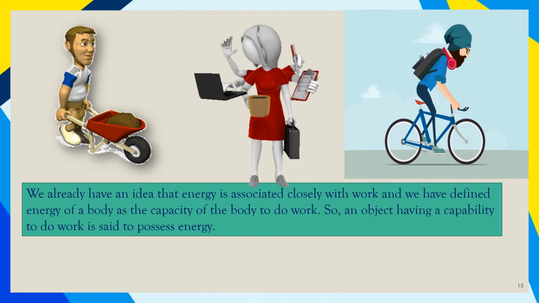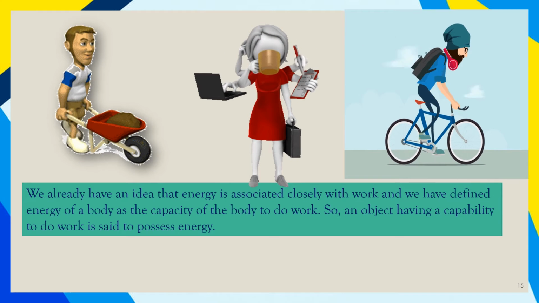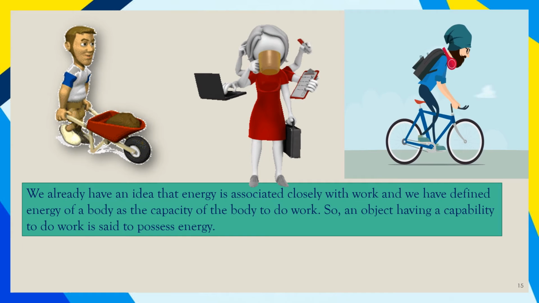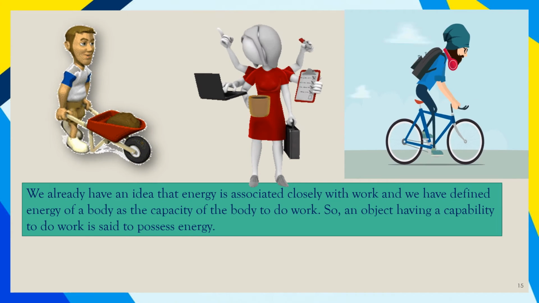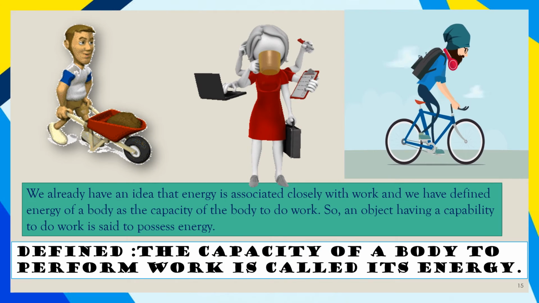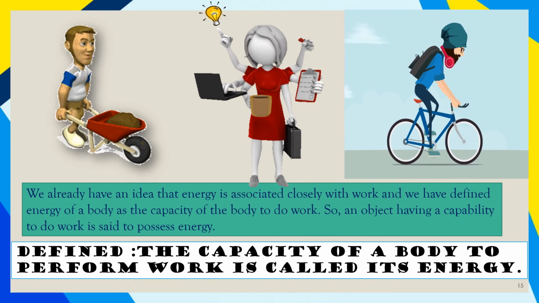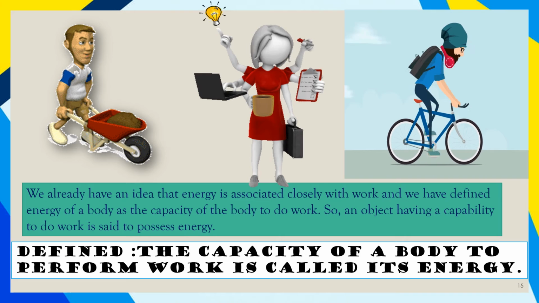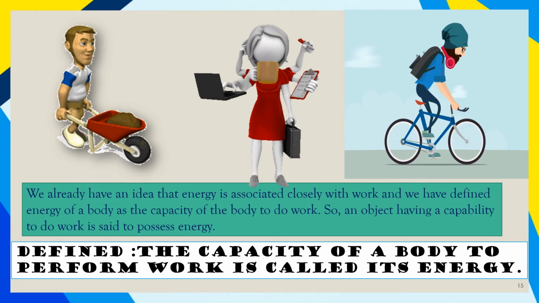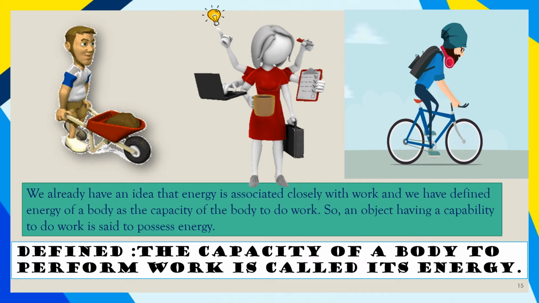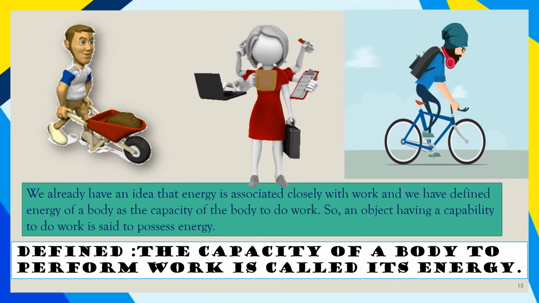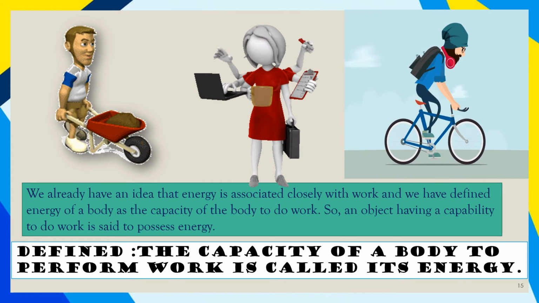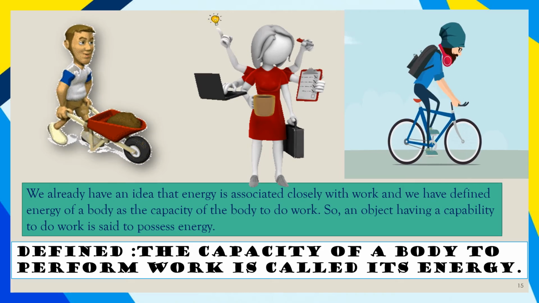Here we can define that the energy of a body is the capacity of the body to do work. An object having a capability to do work is said to possess energy. How can we define it? The capacity of a body to perform work is called its energy. Means if this lady is able to work on a laptop or write something, that means she already has energy. The capacity of a body to perform work is called its energy. जो हमारे अंदर ताकत होती है जिससे हम लोग काम कर सकते हैं उसे एनर्जी कहते हैं.